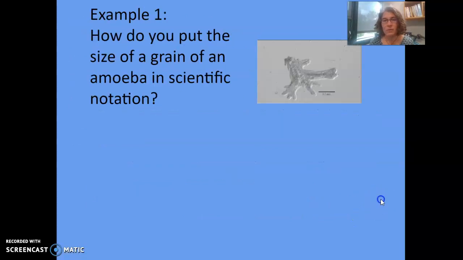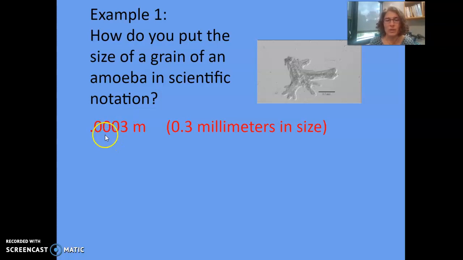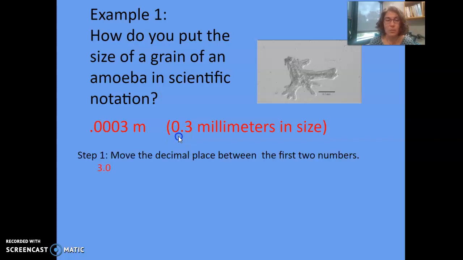So let's look at a couple of examples. Here we're looking at an amoeba, and we're going to represent its size in scientific notation. You're looking at a view of it under a scanning electron microscope here. If we measure the diameter of that amoeba under the microscope, we would find it's 0.0003 meters across, which is super tiny. Another way to think about this size is 0.3 millimeters in size, very small.